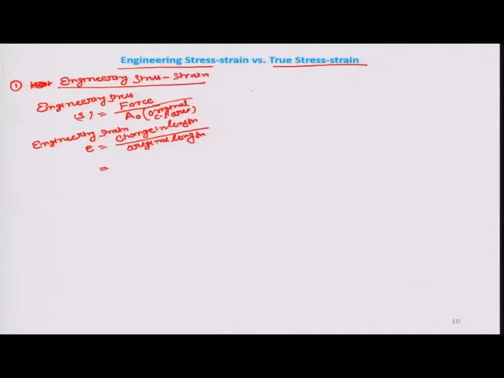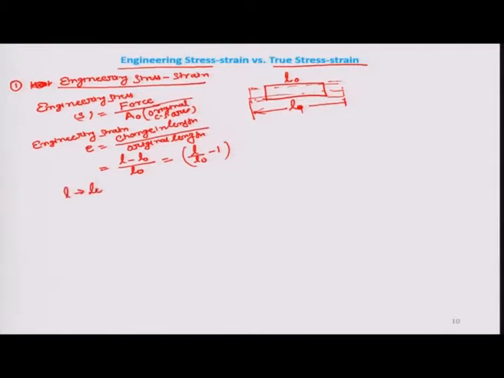So what is the change in length? Suppose first the bar length is L naught, and after applying load, at a particular load the length is L. So the strain will be L minus L naught divided by L naught, that is L by L naught minus 1, where L is equal to the length at any point during the elongation.